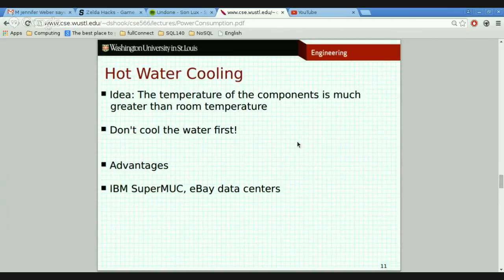In terms of hot water cooling, some practical examples of who's doing this. Sequoia, which is the number 3 supercomputer in the world on the top 500, I believe that's the one at Lawrence Livermore National Laboratory, does this. They use hot water cooling. Also, the IBM SuperMUC computer, which is number 14 on the top 500, also does this. eBay does this with their data centers. So hot water cooling is catching on, and I expect to see actually more of it throughout the next several years.